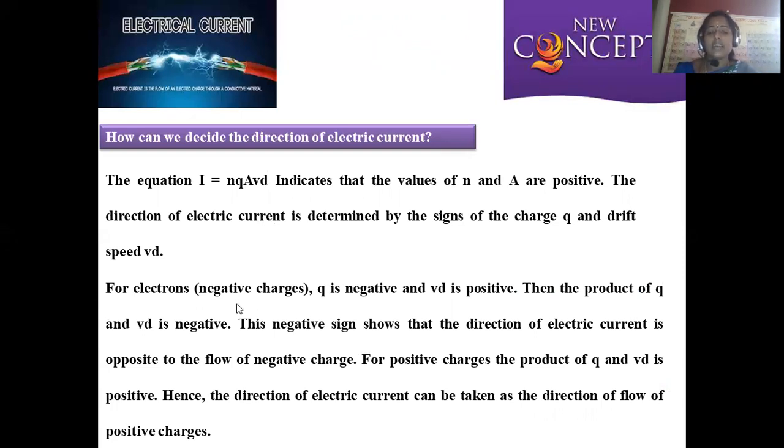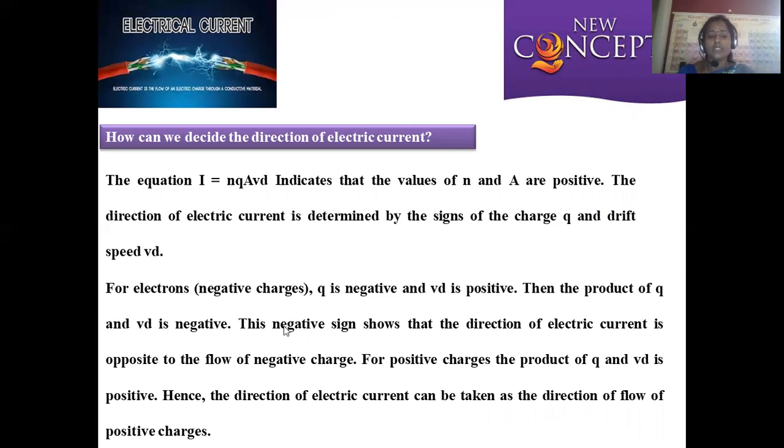For electrons, always, electrons are carrying negative charge. Q is always negative, and VD will be positive. Then the product of Q and VD will be negative in nature. This negative sign shows that the direction of electrical current is opposite with respect to the negative charge.